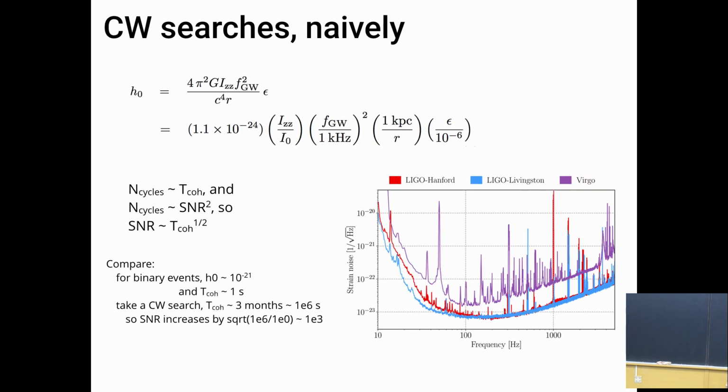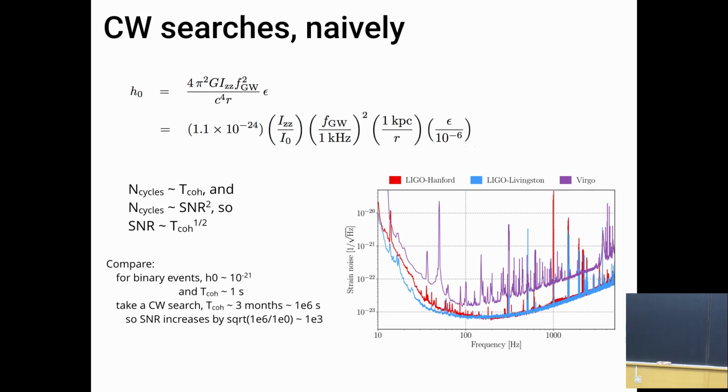So this is just a couple of numbers to say what kind of things we're talking about when we say CW signals are expected to be weak. So naively, let's look at the very top. This is the strain you might expect, order of magnitude 10 to the negative 24. This is for something with a standard moment of inertia, so standard neutron star mass and also radius. This is saying, let's say it's emitting gravitational waves at 1,000 hertz. This means it's spinning at 500 hertz, 500 cycles per second, so a millisecond neutron star basically.